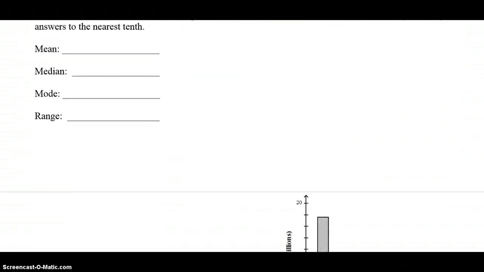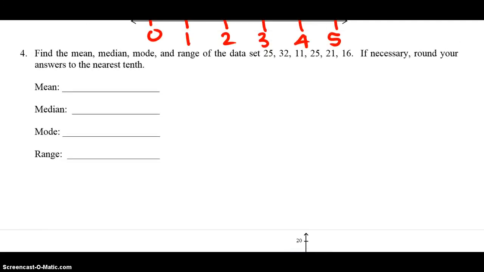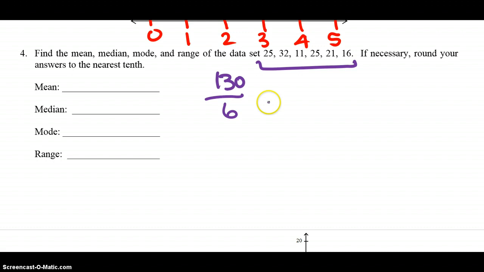Number 4, find the mean, median, mode, and range of the data set. And I need to round to the nearest tenth if necessary. Okay, so the first one, for the mean, I need to add each of these up. So 25 plus 32 plus 11 plus 25 plus 21 plus 16 is 130. And I need to divide that by the number of terms to get the mean or the average. And the number of terms is 1, 2, 3, 4, 5, 6. So 130 divided by 6 gives you 21.666 repeating. So your mean is 21.7 rounded to the nearest tenth.